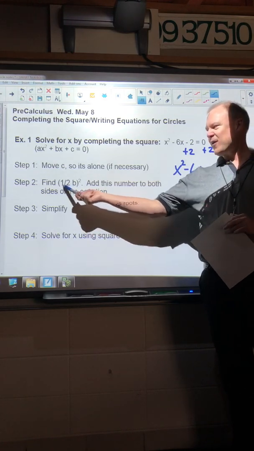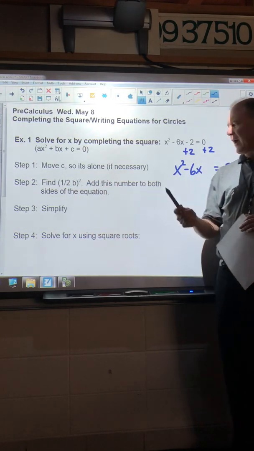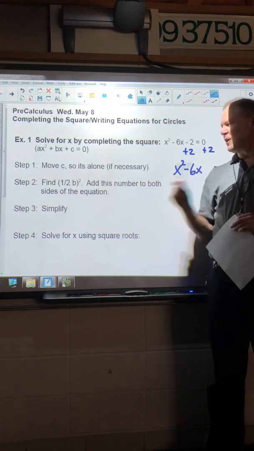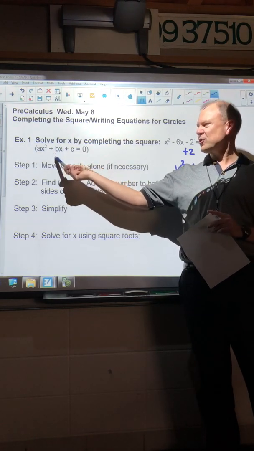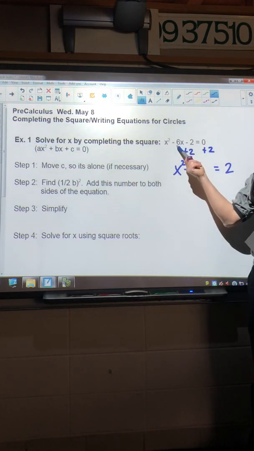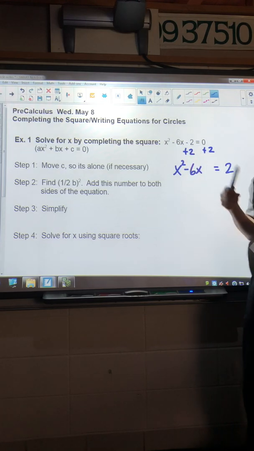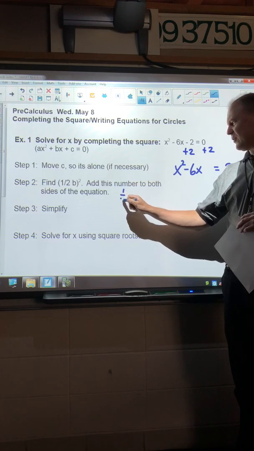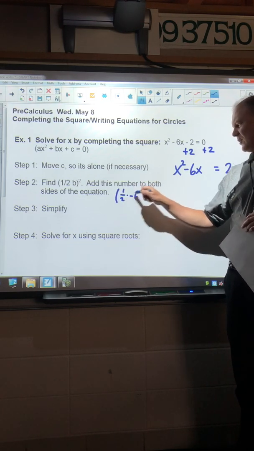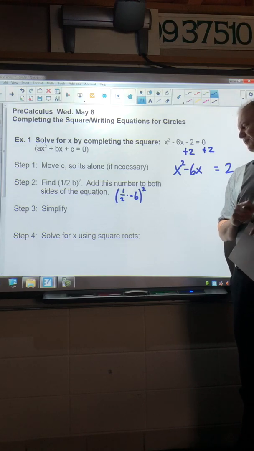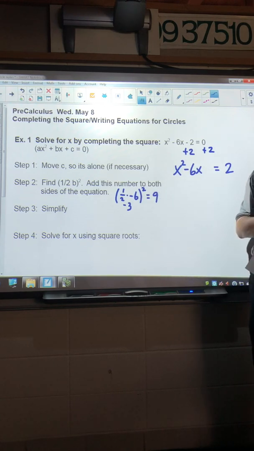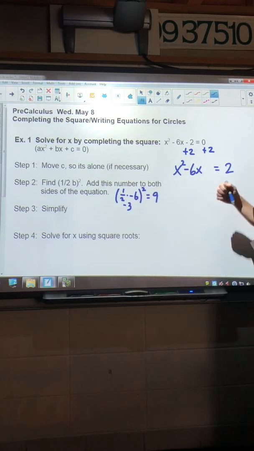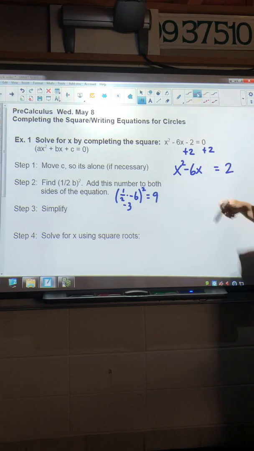Step 2, find half of the b value and then square that. Add this number to both sides of the equation. The b value is the coefficient of the x to the first term there. So in this case, the b value is -6. So we take half of -6 and then square that. That would be -3 squared, which is 9. So add that number to both sides of the equation. Plus 9, plus 9.